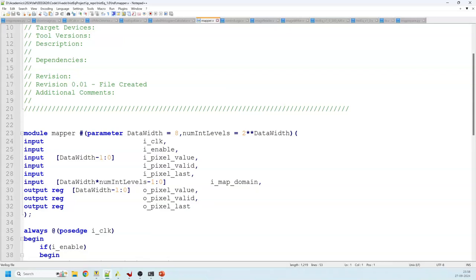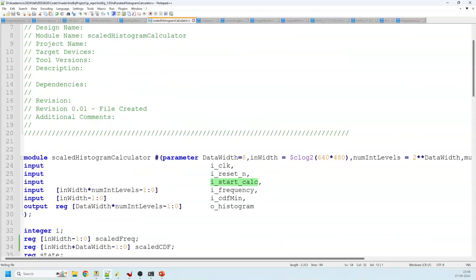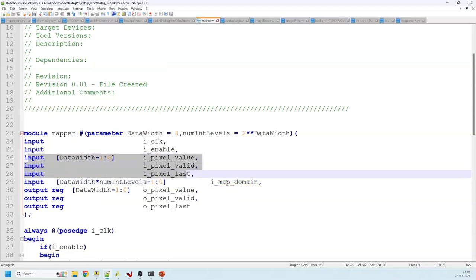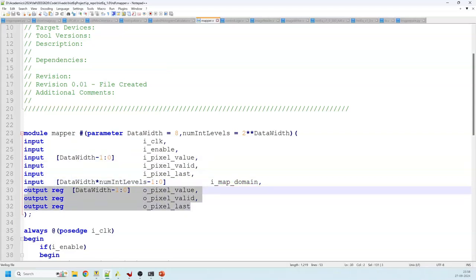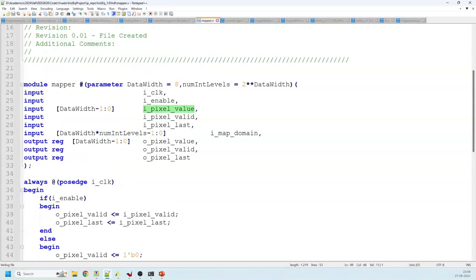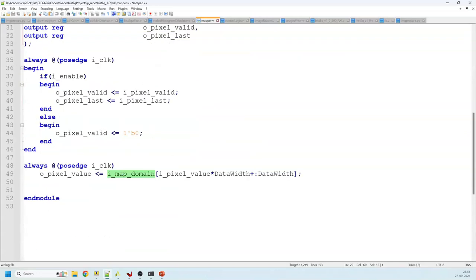Next, we have this mapper. This is the input to the mapper, which is coming from here, and this output is actually coming as input here. It has a streaming interface as input, and a streaming interface as output also. Basically, this is a kind of mux only. Whenever an input pixel comes, it will choose the new value from here. This is one way of implementing it. You may use if else or case or anything, but this is the shortest way of doing it. So this does the mapping operation.